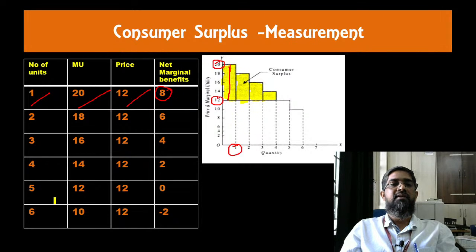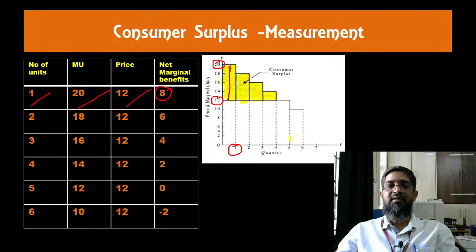Now you can see in the case of the fifth one, marginal utility is 12 and price is 12. So your net benefit is 0 in the case of the fifth unit. And for the sixth one, you can see the benefit is in fact negative. You are paying a higher price and the utility derived from it is less. Correct? So this is how you can measure and find out the consumer surplus.